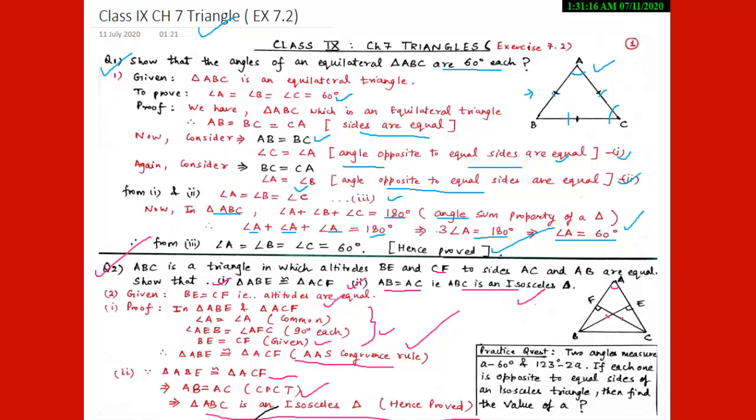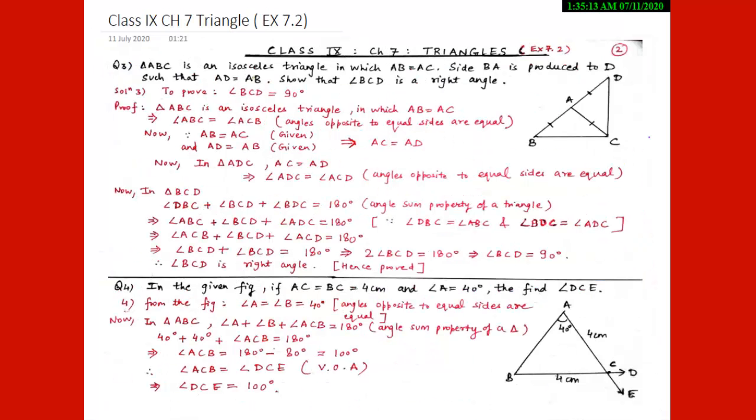And now practice this question mentioned on your screen and submit me the solution. And now our third question for today is, triangle ABC is an isosceles triangle in which AB is equal to AC.